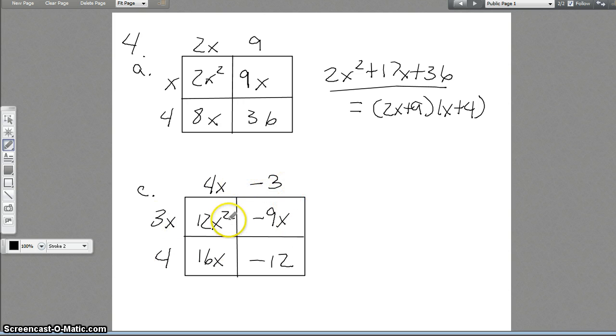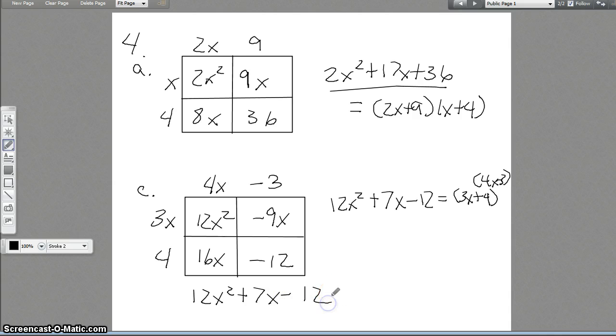So look at part C. We have an already finished equation here. We can write out the simplest form of the polynomial, which is 12x squared plus 7x minus 12. And that has to equal 3x plus 4, and I've run out of room, times 4x minus 3. Okay, so let me write that down here. 12x squared plus 7x minus 12 equals 3x plus 4 times 4x minus 3.